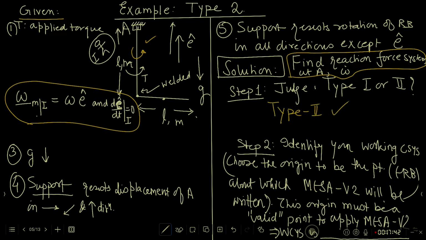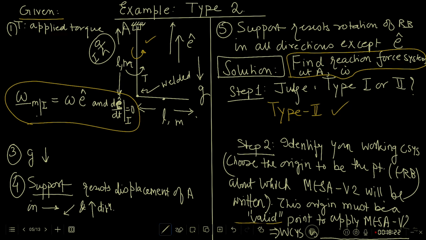What is step number 2? Step number 2 is to identify your working coordinate system. Guidance is to choose the origin to be a point fixed to RB and about which MESA V2 will be written. The origin should be a point fixed to the RB and MESA V2 also will be written about that, which means that A should also be a valid point. Whichever point you are choosing to be the origin, it should also be a valid point.